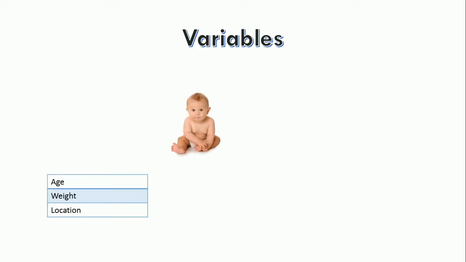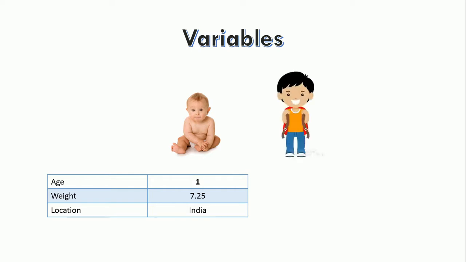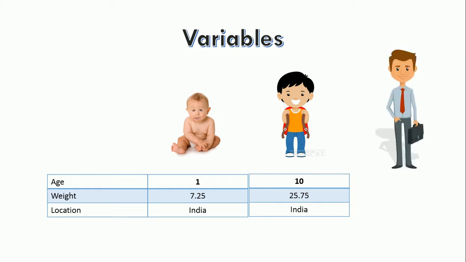Now we see this with an example. Consider there are three variables: age, weight and location. At the starting, that is when a kid, the age is 1, weight is 7.25 and the location is India. Now after some years the age changes to 10, weight changes to 25.75 and the location is India. After some more years the age changes to 25, weight changes to 60.10 and the country or the location changes to USA. Now in this example, the variables are just placeholders which capture the data from time to time.